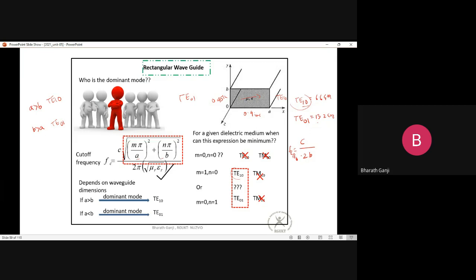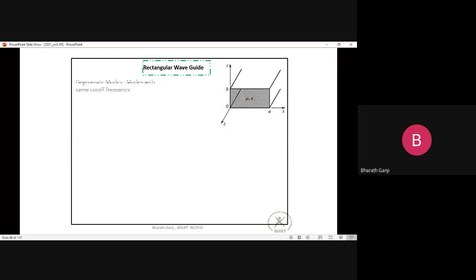Okay, so this is the dominant mode scenario, but there is another thing which is called degenerate modes. So modes with same cutoff frequency are usually called degenerate modes. So, Ante, can you tell me some modes which are degenerate?